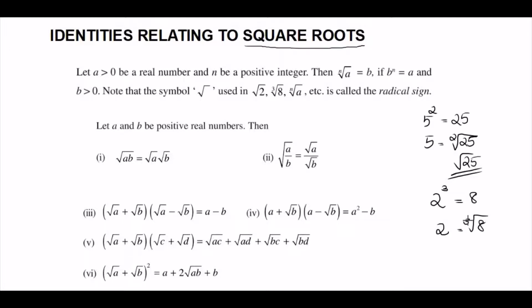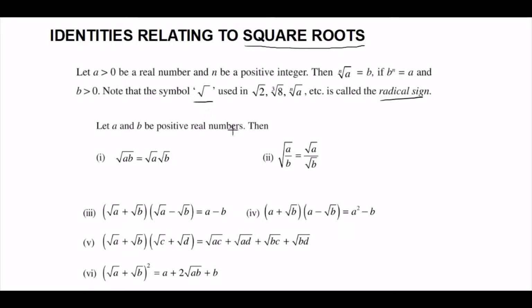If it is a number like 3 or 4, you have to give the number here. You cannot write it like this. But when it is square root, mostly you won't write the 2 here. You can write it simply like this. So 2 is cube root of 8. Note that the symbol used in square root of 2, cube root of 8, nth root of a, etc. is called the radical sign. Now you have understood what square root means. Now let's see the identities relating to square roots.